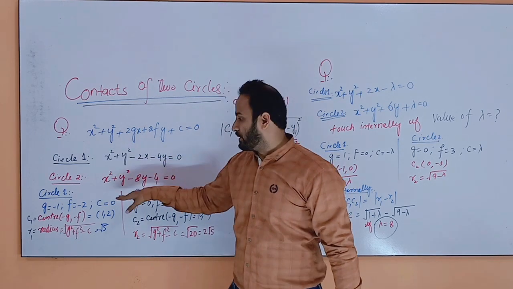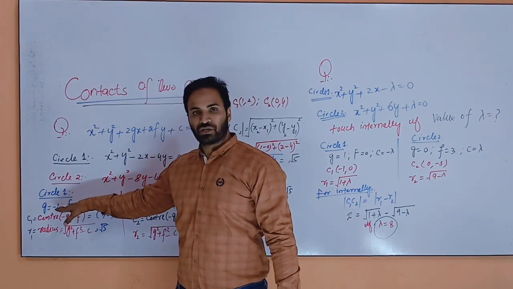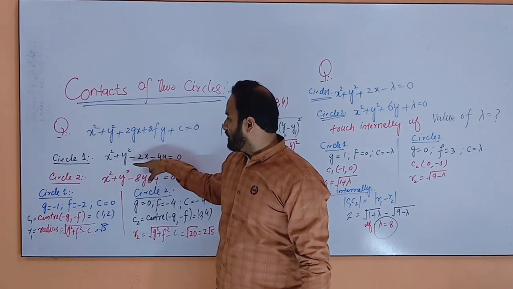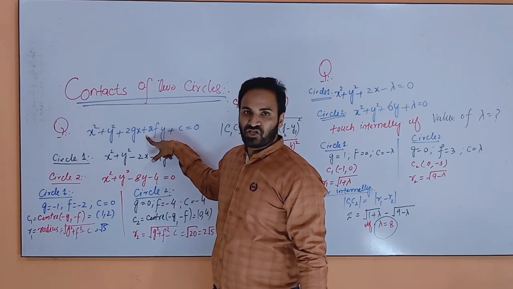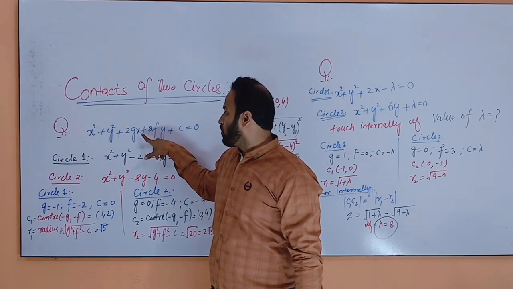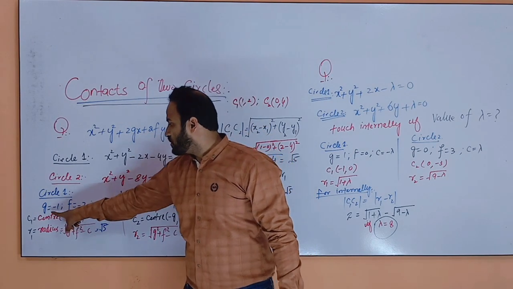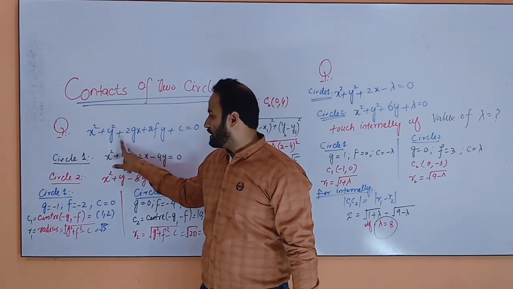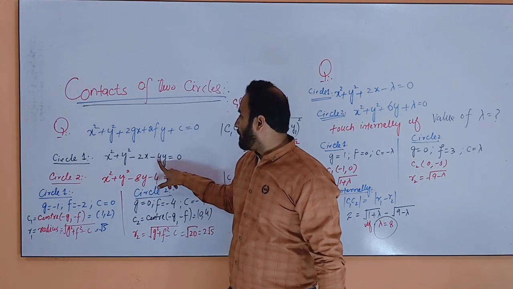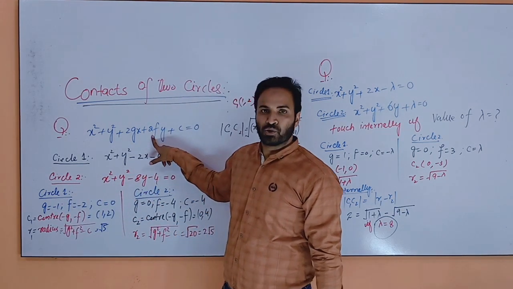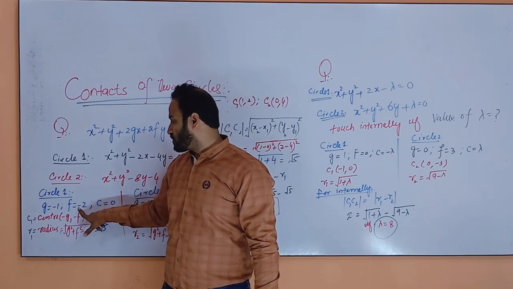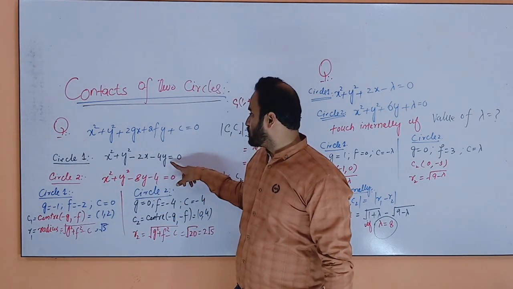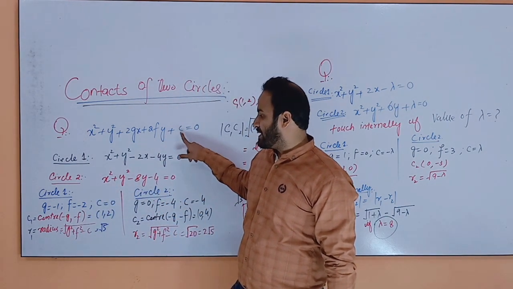For circle 1, I have already found all the values. When I compare this equation to the general equation of a circle, we found the value of g: minus 2 is equal to 2g, then g is equal to minus 1; minus 4 is equal to 2f, then f is equal to minus 2. There is no constant, so that is why c is equal to 0.